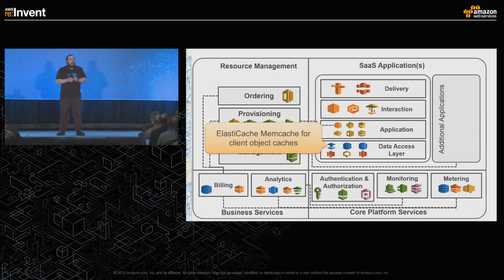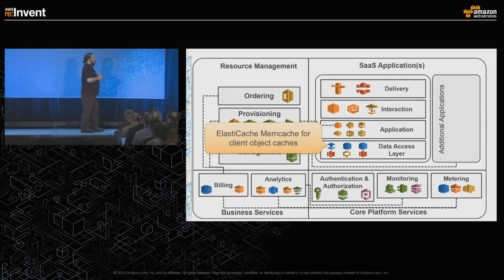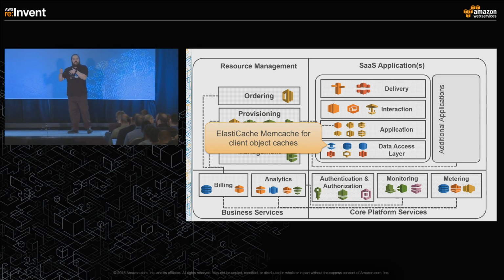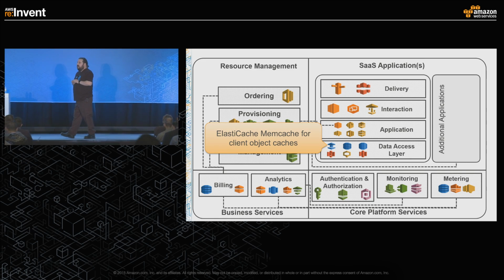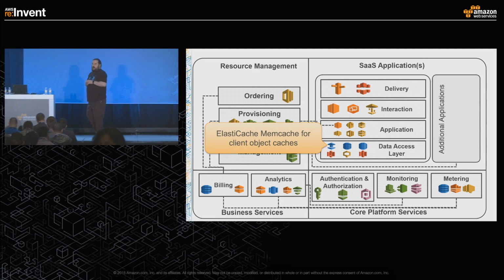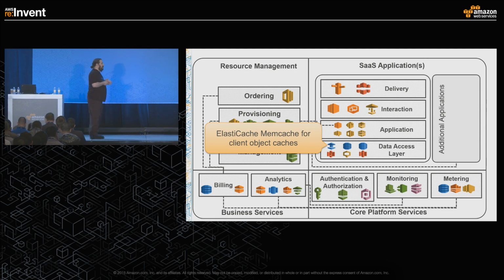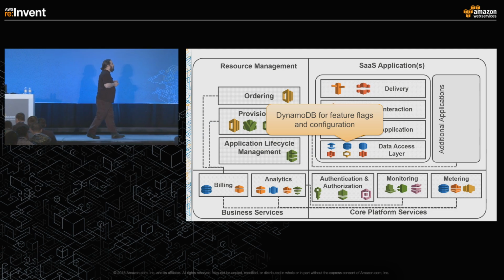We use ElastiCache Memcache in order to populate client caches for when one service talks to another service about customer data or whatever it is, internal configuration data. So Memcache is used pretty heavily there to make it so that we don't have to constantly call the backends. I'm still trying to find a way to get Redis in there because I love Redis, but I'm apparently the only person at Sumo that does. So right now we're doing Memcache.